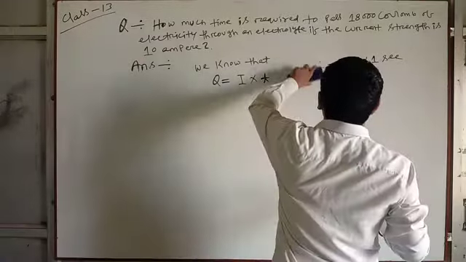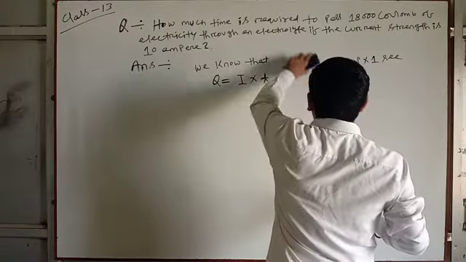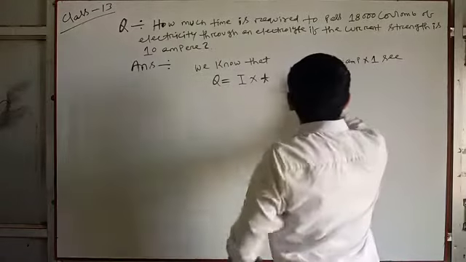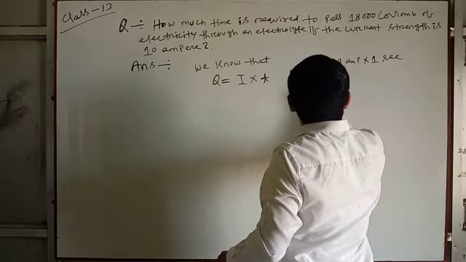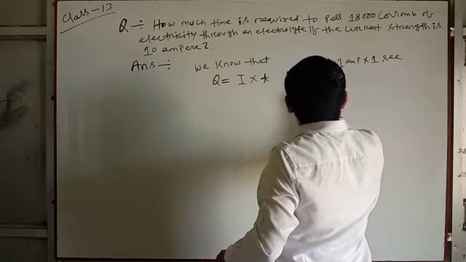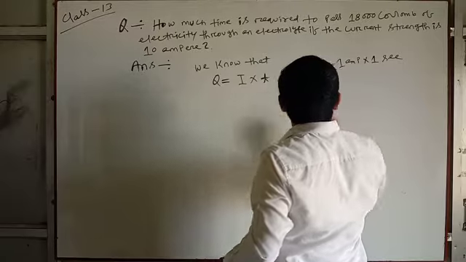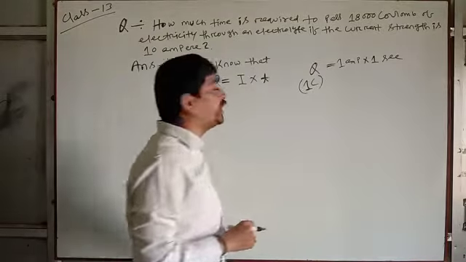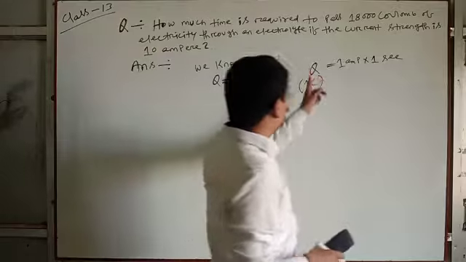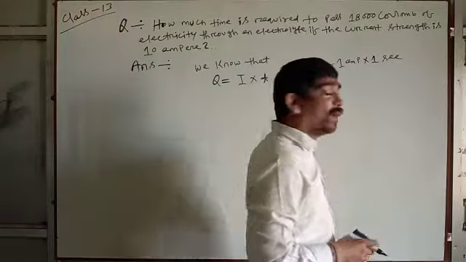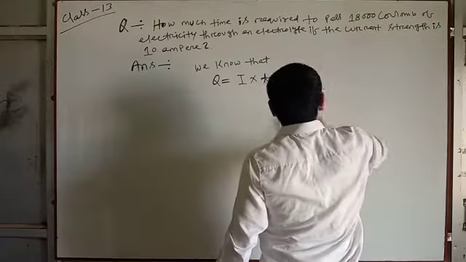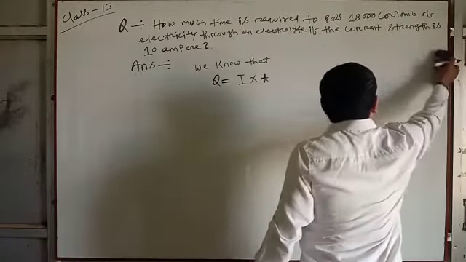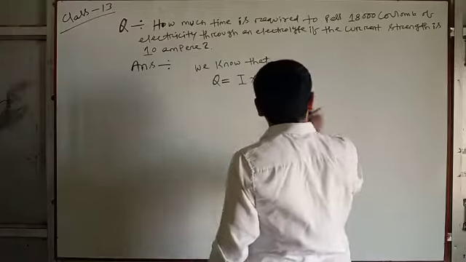Q is 1 coulomb, which is 1 ampere into 1 second. So we know that Q equals I into T. Q is coulomb, I is ampere, time is second.